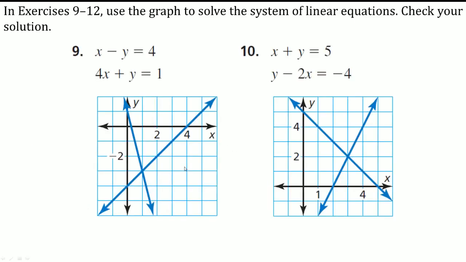All right. Next, in 9 through 12, it says to use the graph to solve the system of linear equations. Check your solution. Beautiful part. Here's the system, and what it asks us to do is just find the solution. The solution is called the break-even, or the equilibrium, or the intersection. In this case, the intersection is right here. On the x-axis it's 1. On the y-axis it's negative 1, negative 2, negative 3. So the solution to this one would be (1, negative 3).